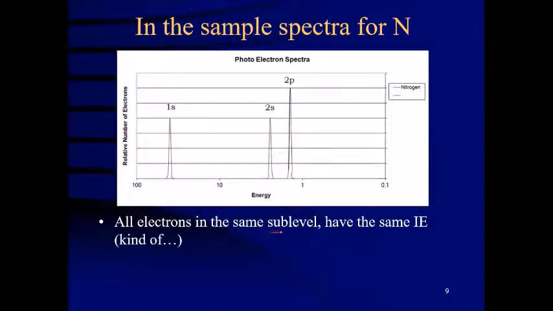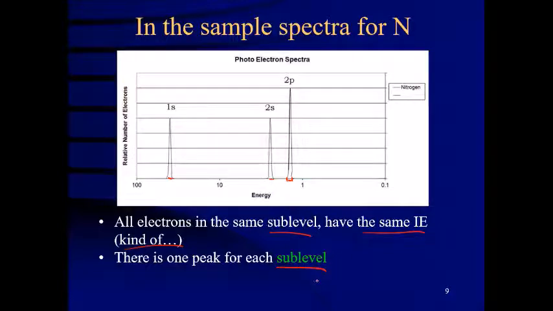All electrons in the same sublevel have the same ionization energies, kind of. Now I say kind of because if you look at the graph here, there's this little part in between where there is a little bit difference between some of the electrons in the 2p and in the 2s and in the 1s, but relatively they're basically the same amount. One peak for each sublevel. So the 1s has a peak, the 2s has a peak, the 2p has a peak.